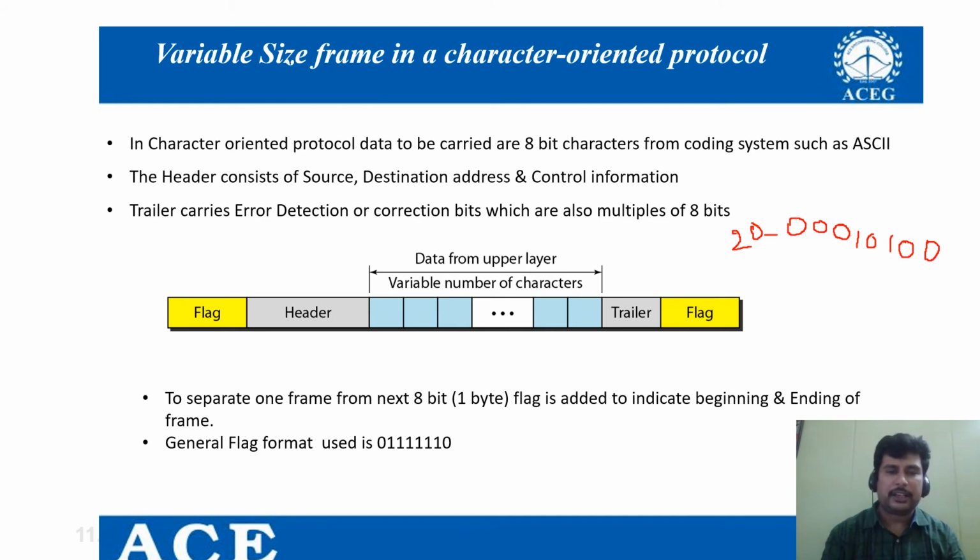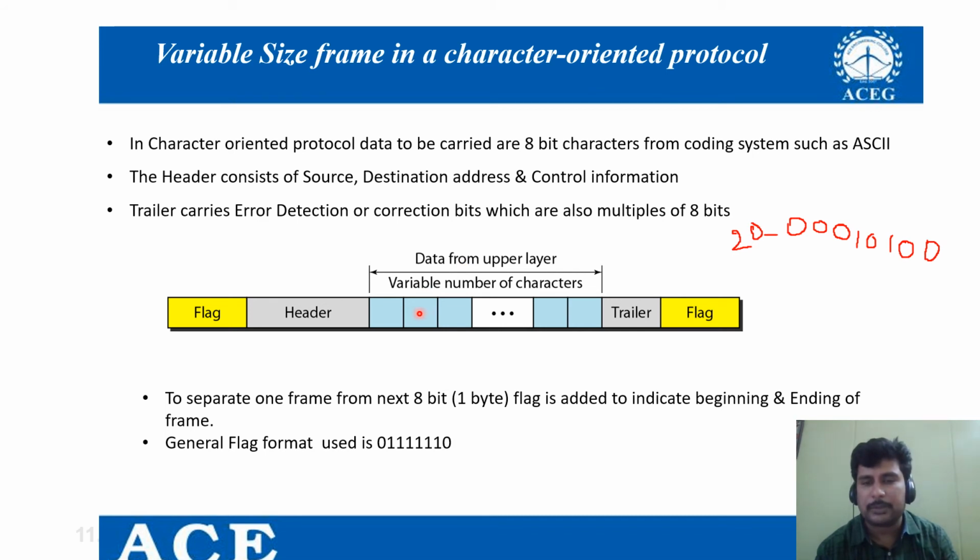The header we have been talking about consists of the source and destination addresses, while the trailer part consists of the error detection and correction bits. Even the error detection and correction bits are represented in 8-bit form. Now, just as we discussed in the previous slide, we are going to receive the data from the upper layer.